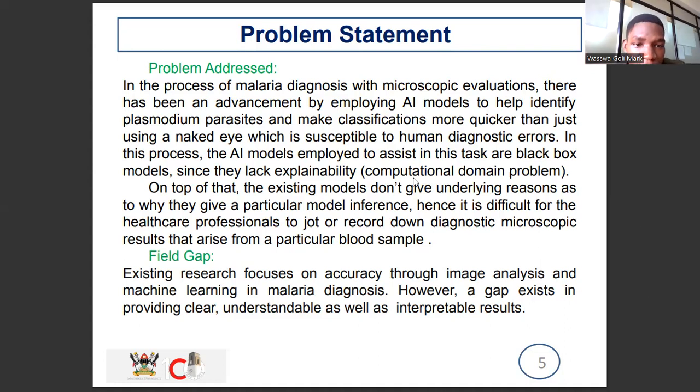And on top of that, the existing models don't give the underlying reasons as to why they give a particular model inference. It makes it difficult for the professionals to jot down and record these diagnostic microscopic results, hence making it difficult to conclude on a particular blood sample. And there exists a gap where the existing researchers are only focusing on the accuracy of their models, but not on their explainability.